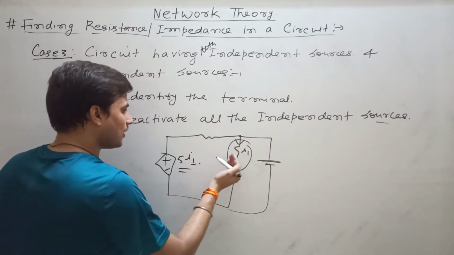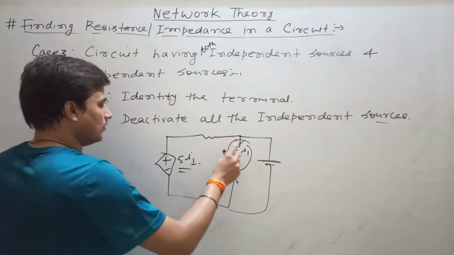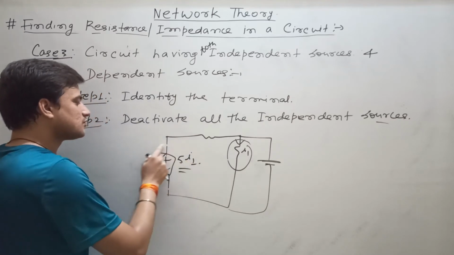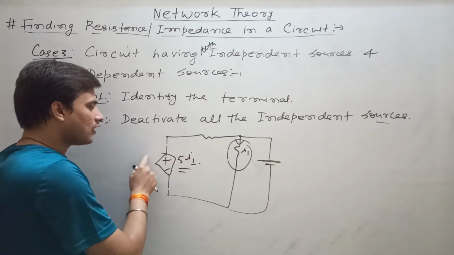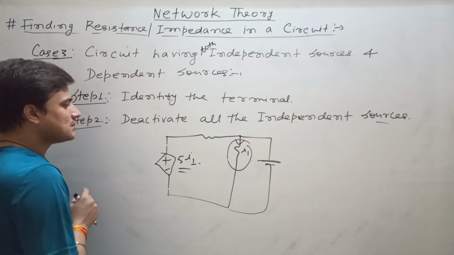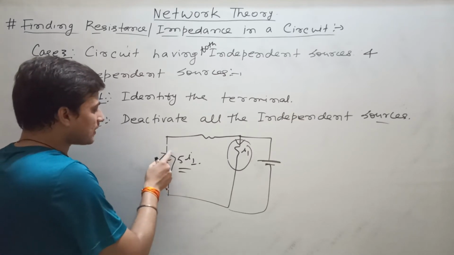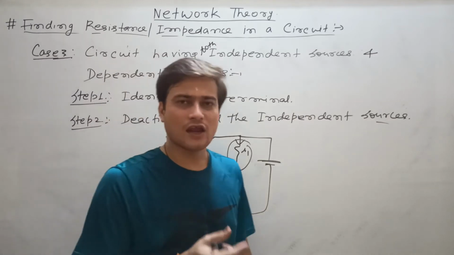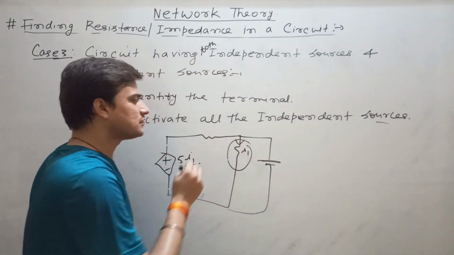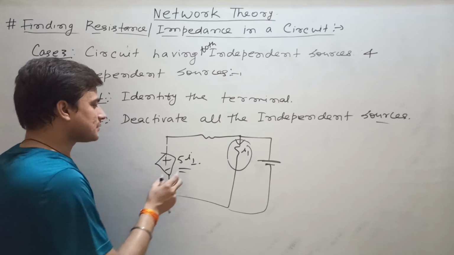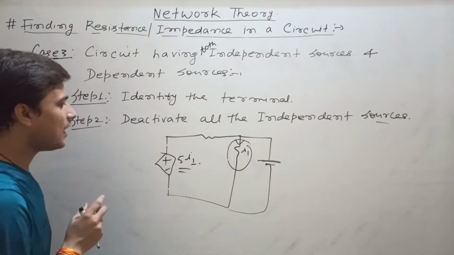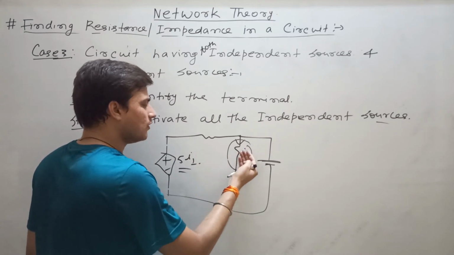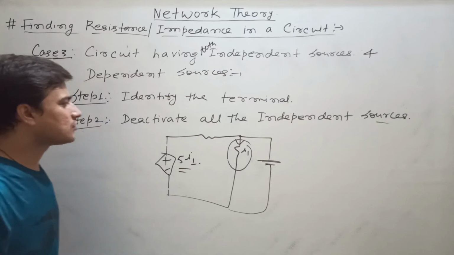If its value is dependent on this branch, then because of the parameters of this branch, the resistance offered by this source will vary. That means you can say that its resistance will neither be 0 nor be infinity. Sometimes it can be 0 or it can be infinity if the branch current itself becomes 0. But in most cases, it will have some finite resistance, because its magnitude depends on the parameters of other branches.